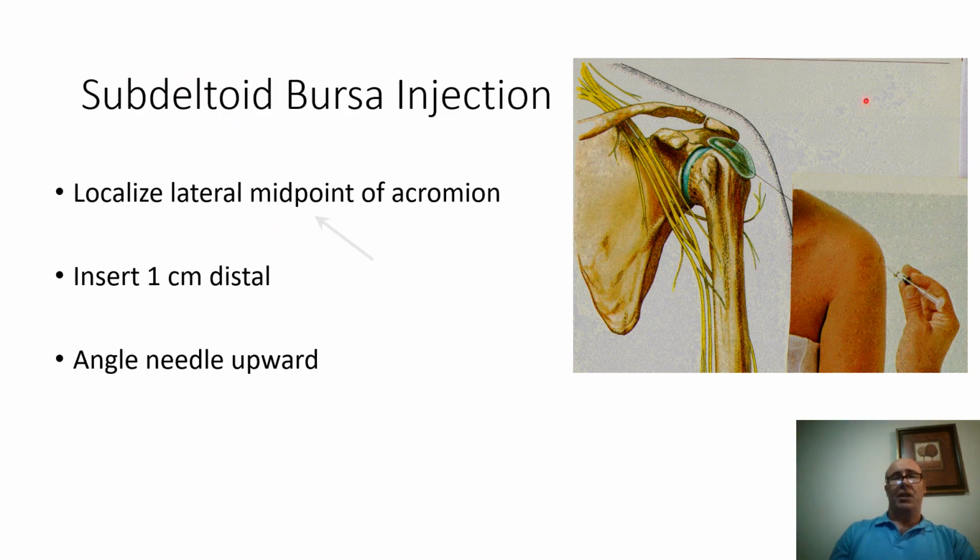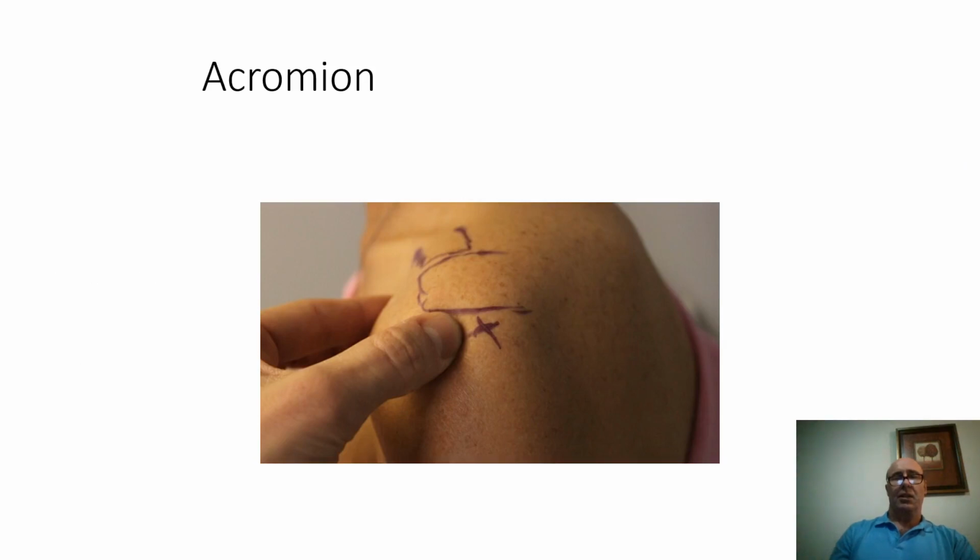The subdeltoid bursa is really another area which we inject quite commonly. Just need to localize your midpoint of the acromion, and it's a centimeter just distal to the acromion, angling the needle upwards. Clinically palpate the acromion. You can feel the anterior and posterior border, and it's really almost a finger just distal to the tip of the acromion.